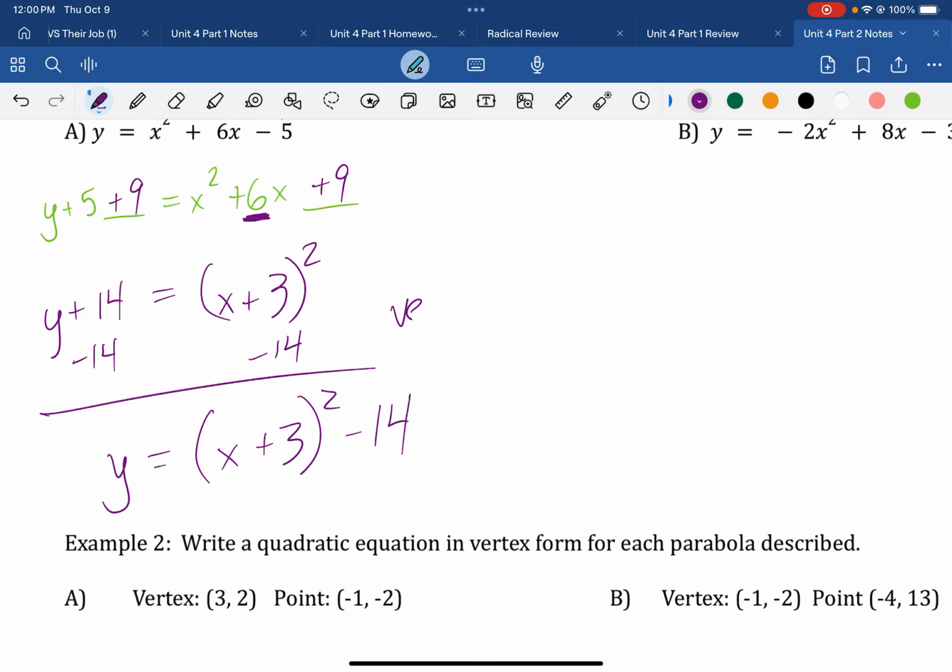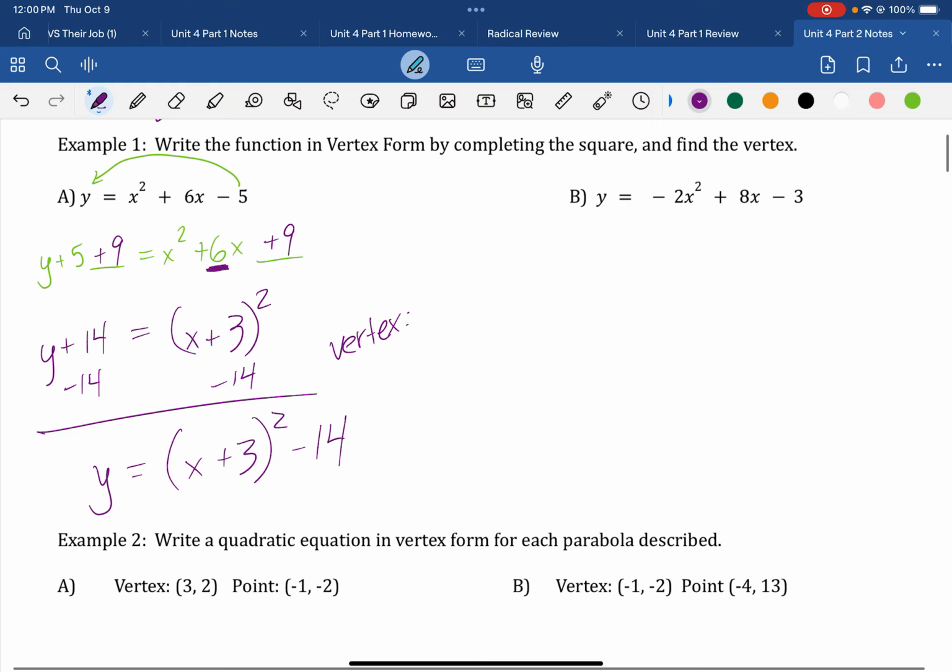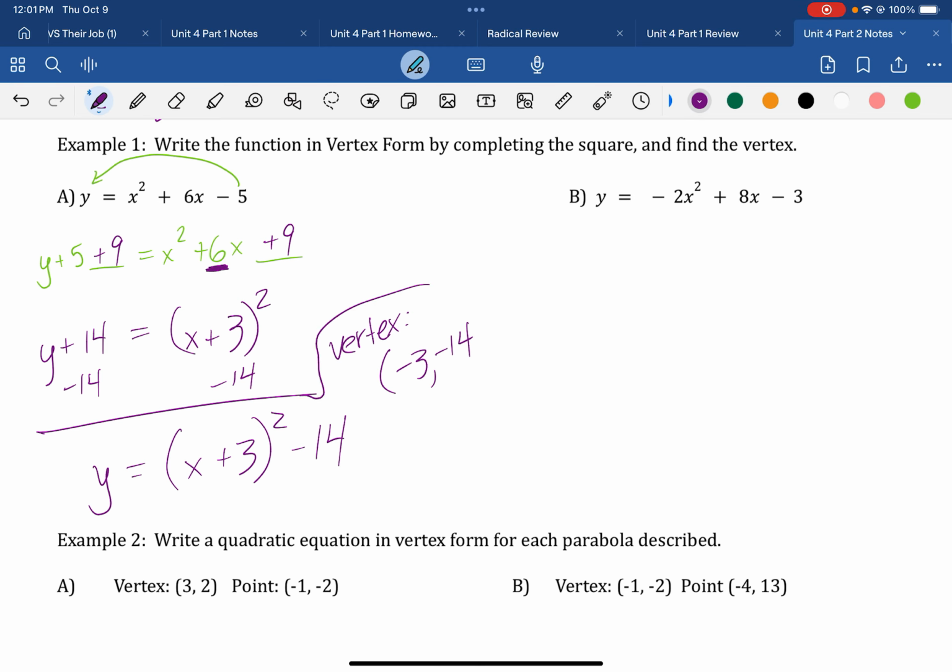Make sure you're following all directions. It does ask you to make sure you find the vertex. So I need to tell it, Mr. Palmer, the vertex is at -3, -14. So there are my final two answers.